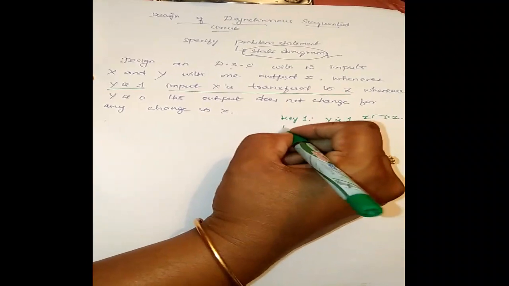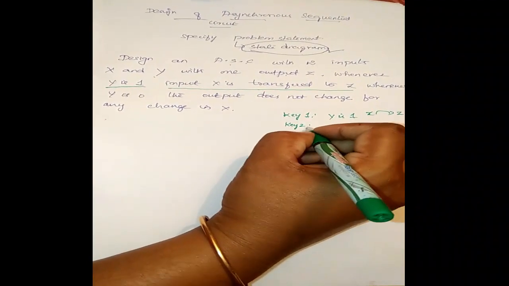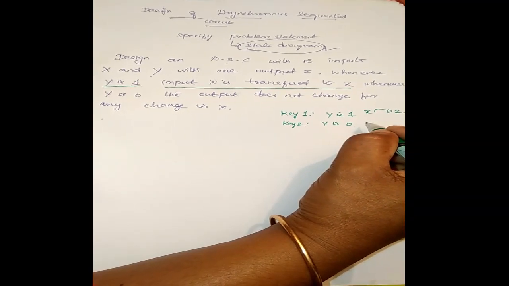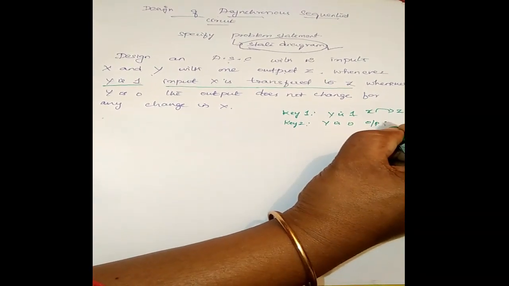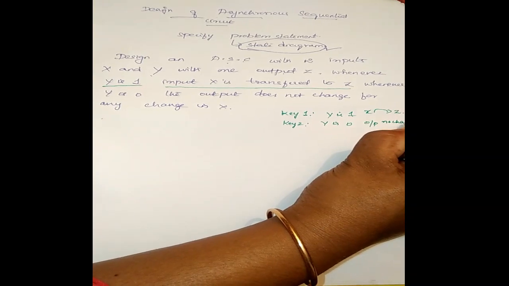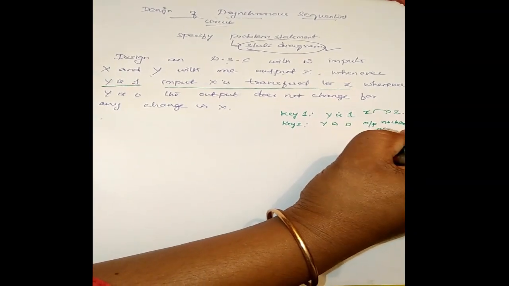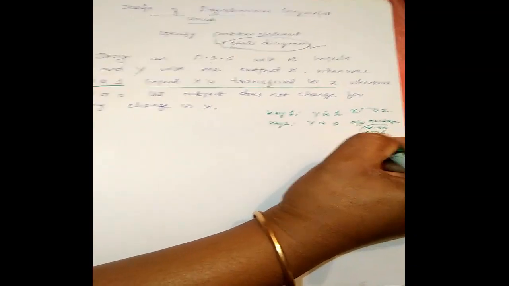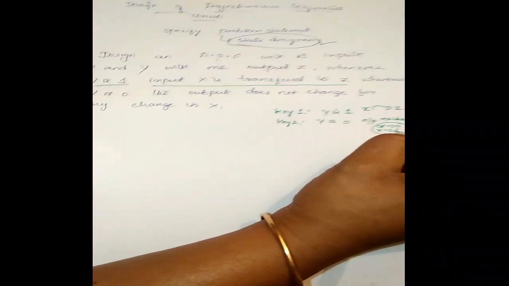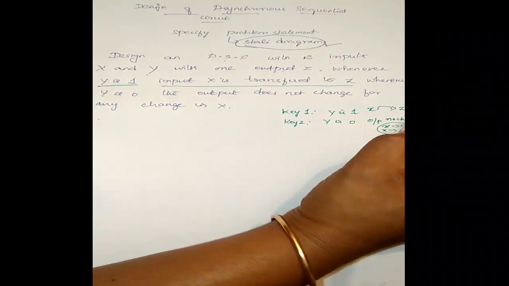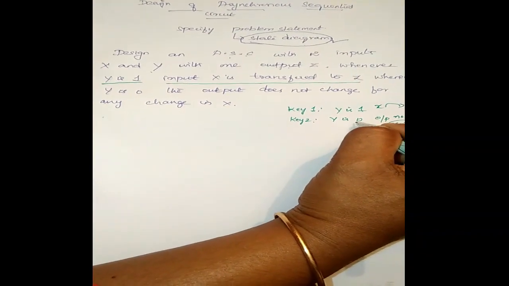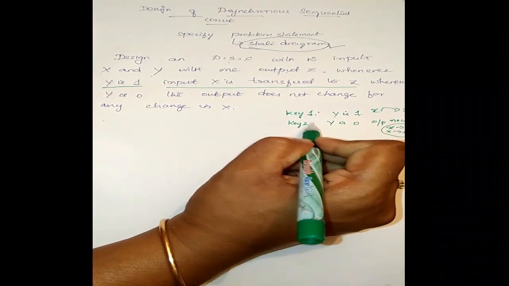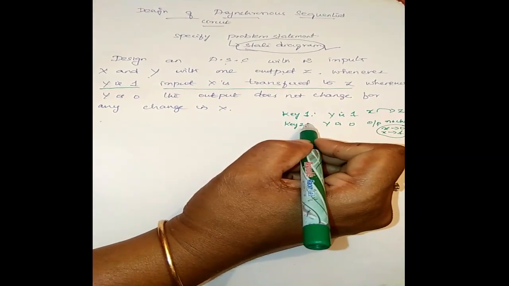What's the second key point? Key point 2 is whenever y is 0, the output does not change. That is, there is no change in the output for any change of input x. Either x can be 0 or x can be 1, and for any change the output is not going to change while y is 0. These are the two conditions, and based on them I am supposed to frame the state diagram.